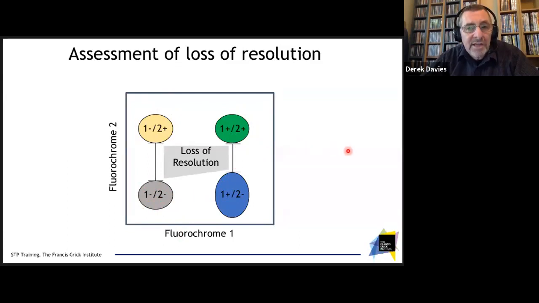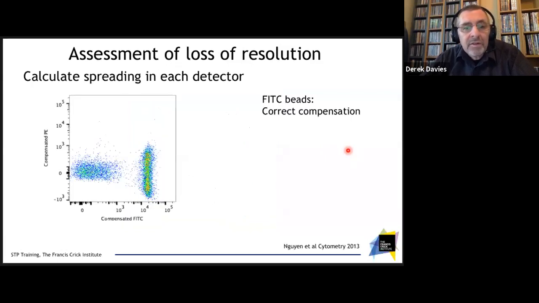I want to be able to assess that loss of resolution, and there are a couple of ways of doing that. One's very complicated, which I'm going to show you first, and then there's a couple of simpler ways of doing it. So that paper I showed you earlier, or, what's the word, the figure I showed you from that paper earlier. There's another paper from Guyan a few years ago now that shows you how they derived the combination of fluorochromes that they used. So you want to calculate or assess the loss of resolution in each channel.